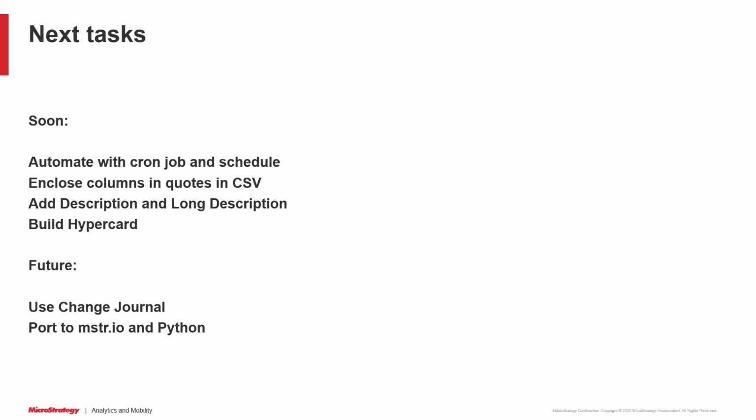I'd like to add description and long description because that could be useful for searching and it could provide more information. And then also, really importantly, I want to build a hypercard. So that will give you like an online zero-click data dictionary when you're developing stuff in MicroStrategy in web, which I think will be rather useful.